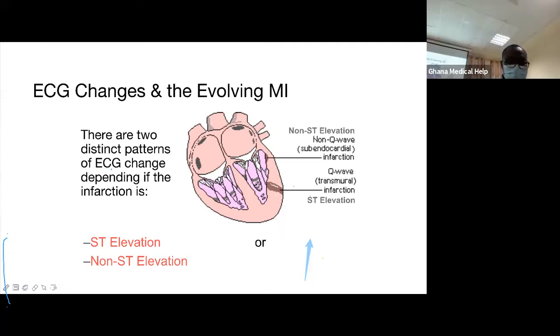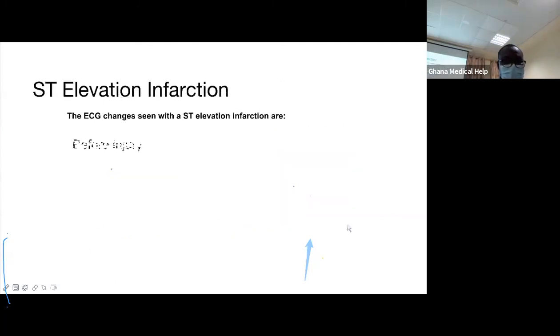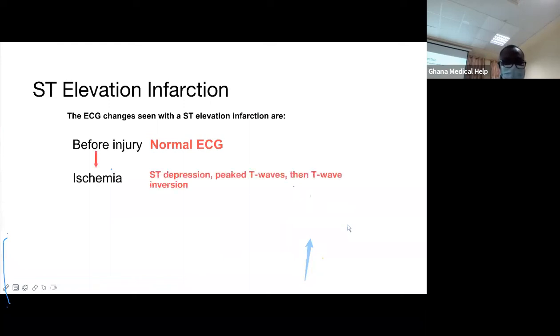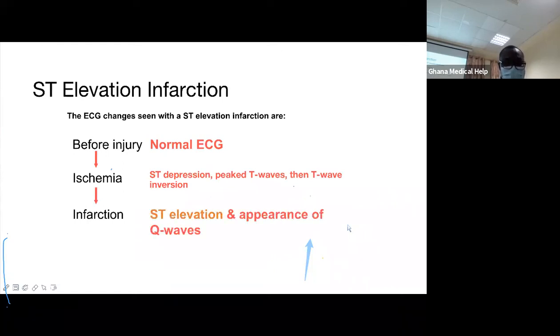So you can have an ST elevation myocardial infarction or a non-ST elevation myocardial infarction. All right. So the changes with ST elevation myocardial infarction, like I said, before the injury, you have a normal ECG. Now the ischemia, when it sets in, you can have ST segment changes, ST depression, peaking of the T waves, and then you can have inversion. And when the real infarct sets in, is when you then have ST elevation and the appearance of Q waves. We pray that we don't have to wait until the ST elevation sets in. But unfortunately, most of the times people come in and this is what happens.